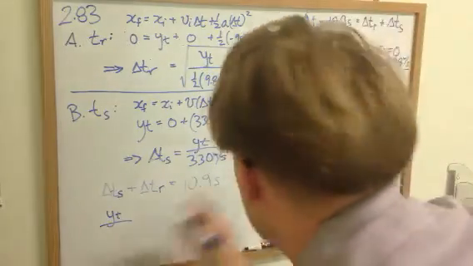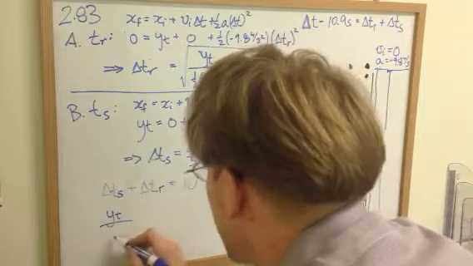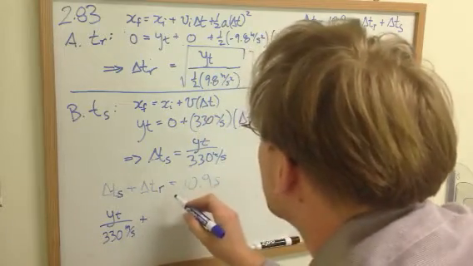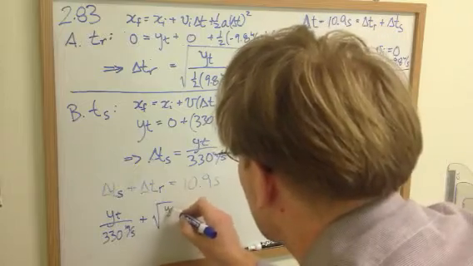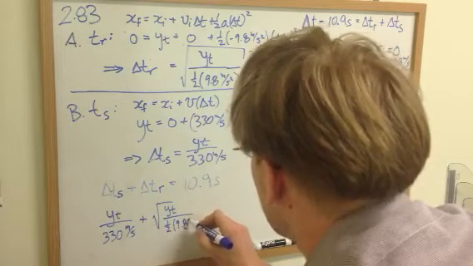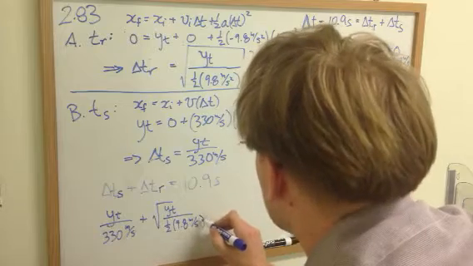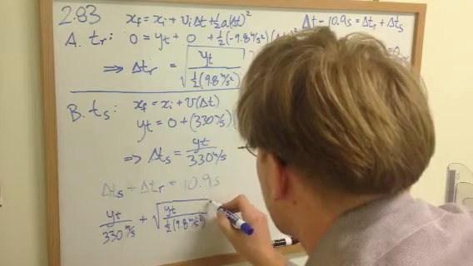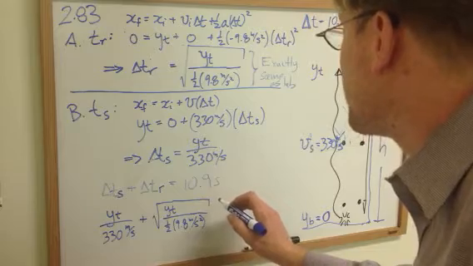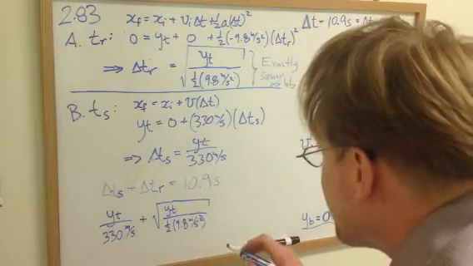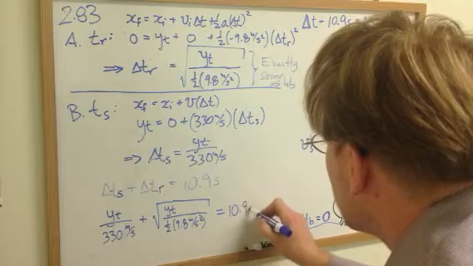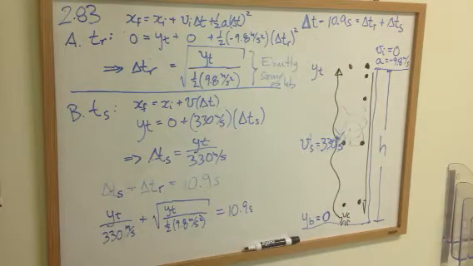So this says y, the position at the top of the gully, over 330 meters per second, plus the square root of yt all over the square root of 1/2 of 9.8 meters per second squared, is equal to 10.9 seconds. All right.